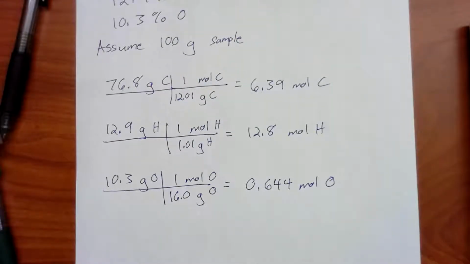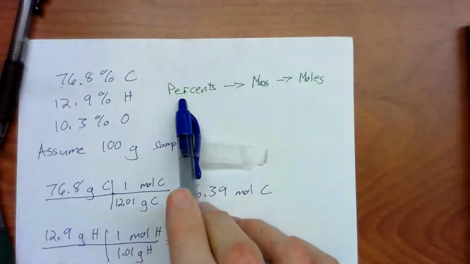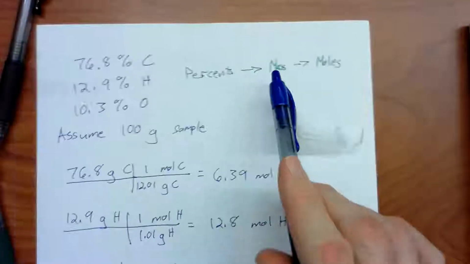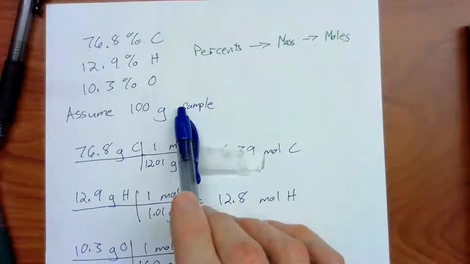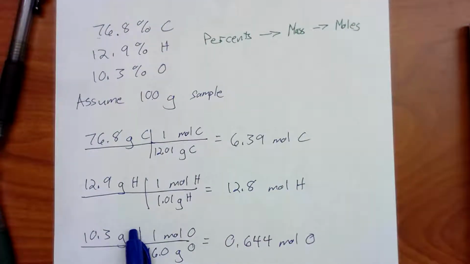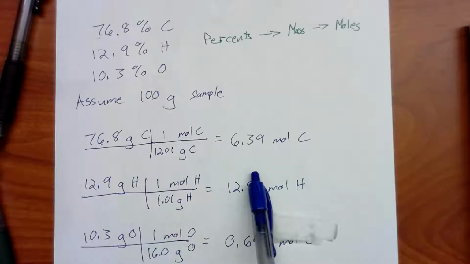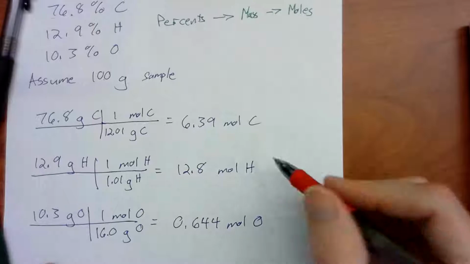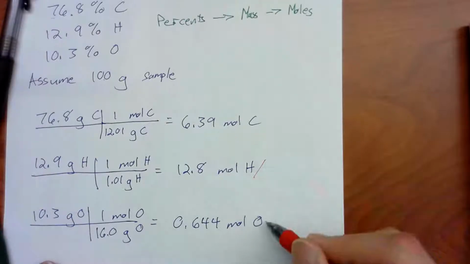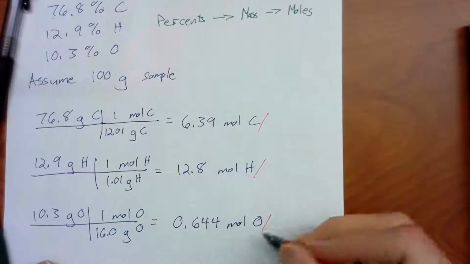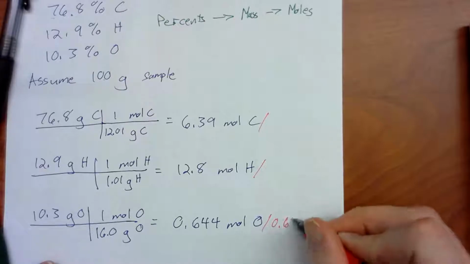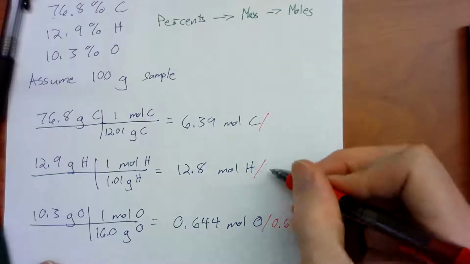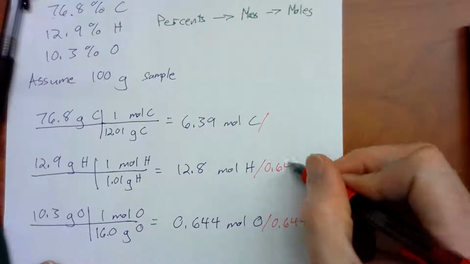So now we've found the percents and we found the mass. That was really easy. We just assumed a 100-gram sample and we got this. Then we just converted the mass to moles. Piece of cake. The last step is to divide by the lowest number. So the lowest number is going to be oxygen. So we're going to divide all of them by the lowest number.